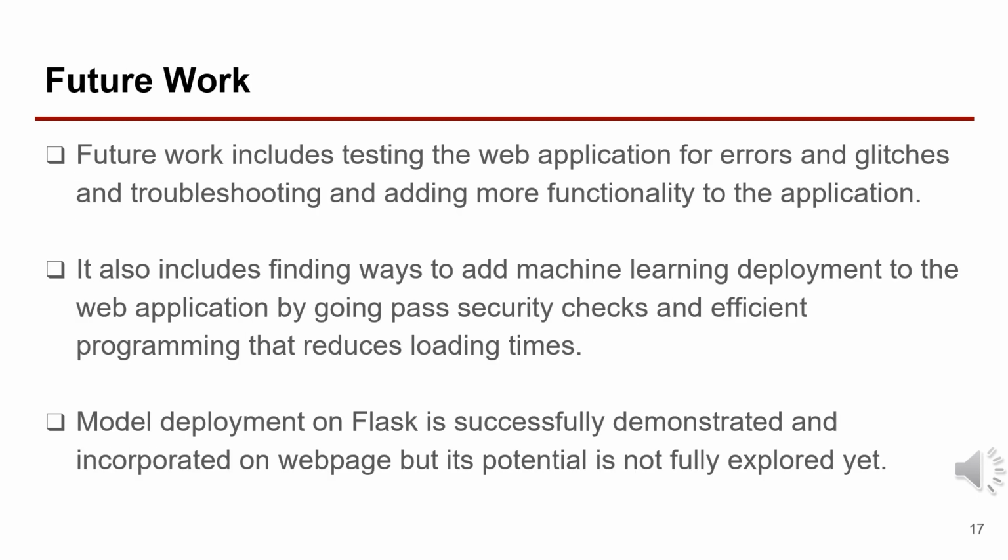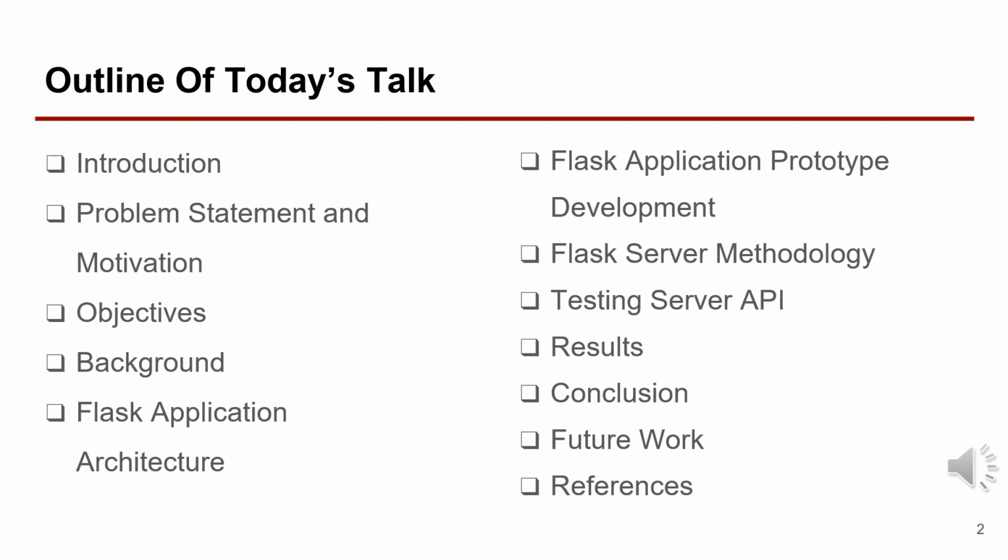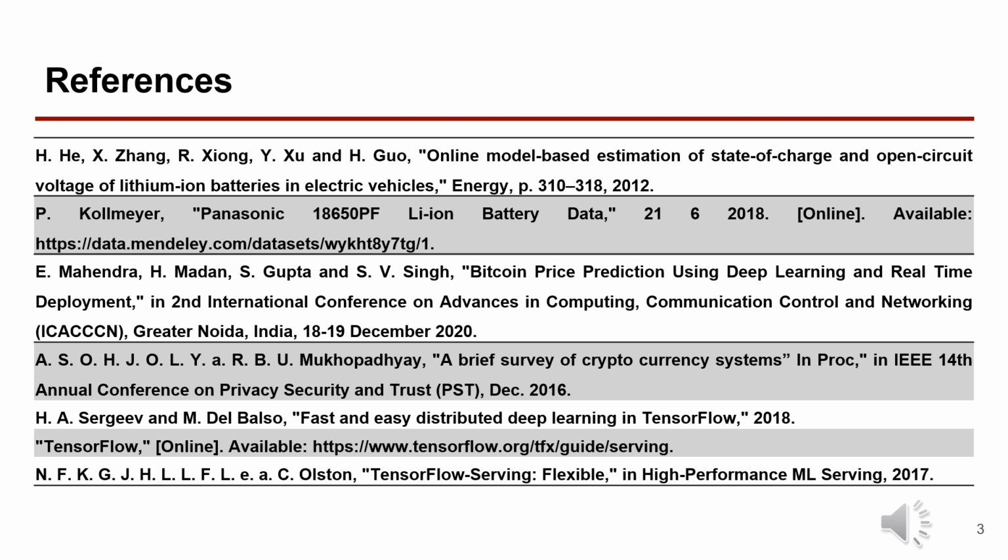While the backend programming is done, future work includes testing the web application for errors and glitches, troubleshooting, and adding more functionality to the application. It also includes finding ways to add machine learning model deployment to the web application by going past security checks, and efficient programming that reduces loading times. Model deployment on Flask is successfully demonstrated, but its full potential is yet to be explored because we are using a free IP.